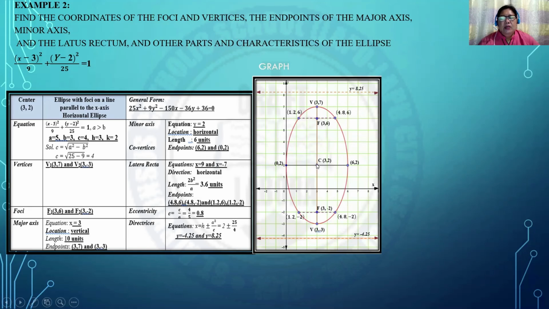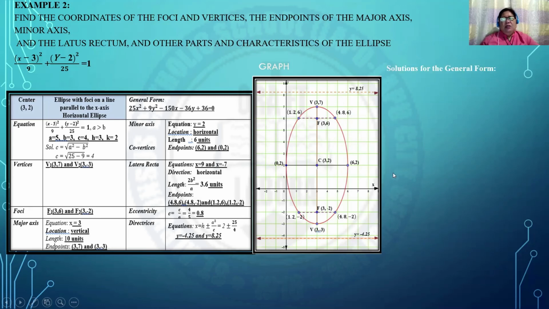C, or the center with coordinates (3, 2). This is the focus, another focus, vertex, another vertex, co-vertex, another co-vertex. You have the latus rectum and the endpoints, the latus rectum and the endpoints, and you have the directrix, another directrix.